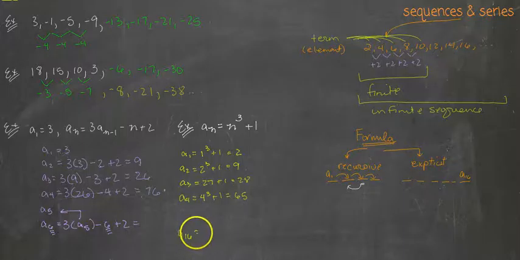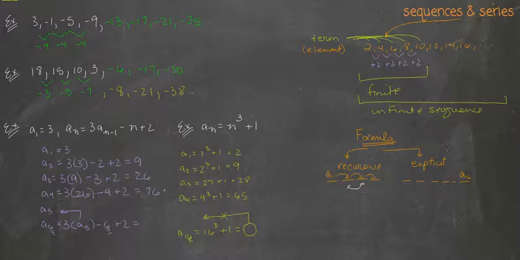So the 16th element then, n is 16, that's 16 cubed plus 1. I'm not going to do that arithmetic. The important thing is to notice that the value of this element is not dependent on knowing a sub 5, 6, 7, 8, 9, all the way up to a sub 15. I don't need to know the previous element.